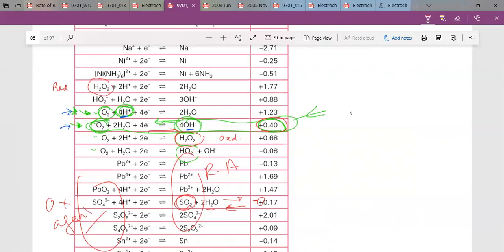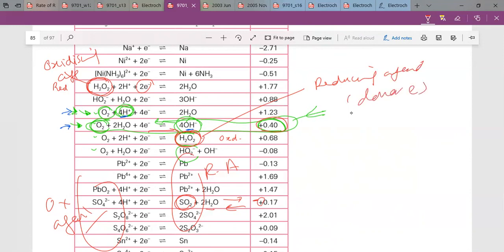See, H2O2, hydrogen peroxide, if it's on this side, it's an oxidizing agent, because it is an electron acceptor. On this side, it is a reducing agent, because it is a donor of electrons. So which one do we choose? Very important. Here, it will depend on your equation.